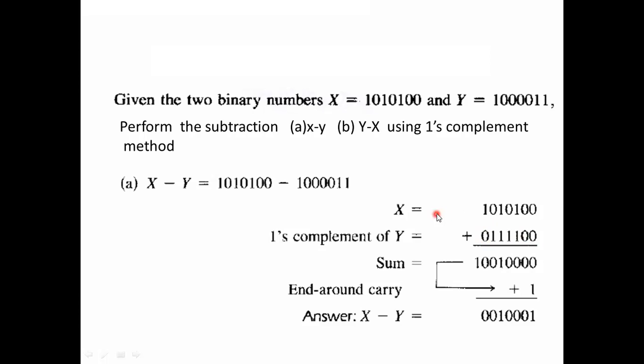Now add it with x. We are doing the addition with x. So here do the addition. 0 plus 0, 0 plus 0, 0 plus 1 plus 1, sum is 0, carry is 1. Here carry is there, so 1 plus 1, sum is 0, carry is 1. Carry is there, so 1 is the carry, 1 and 1, the sum is 1, carry is 1.